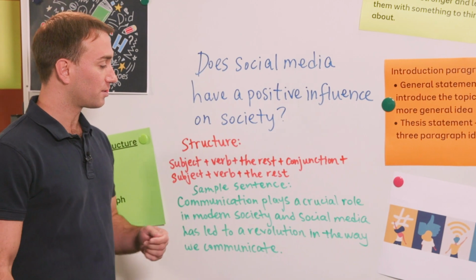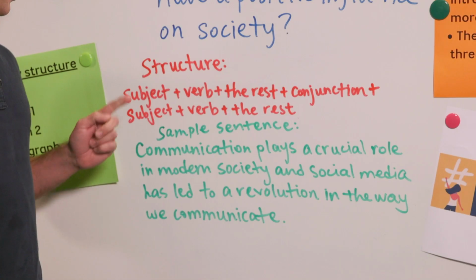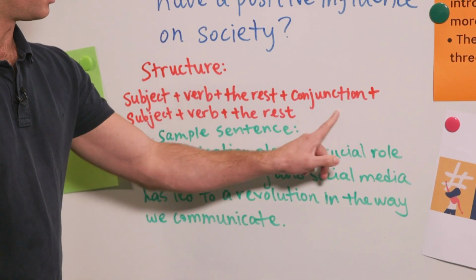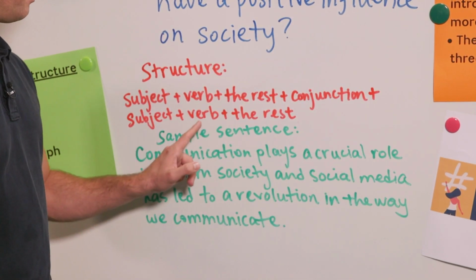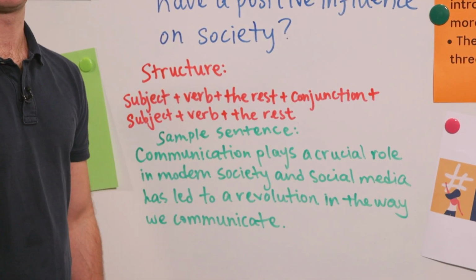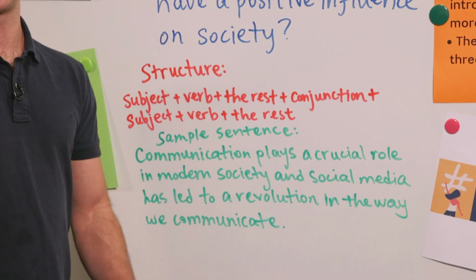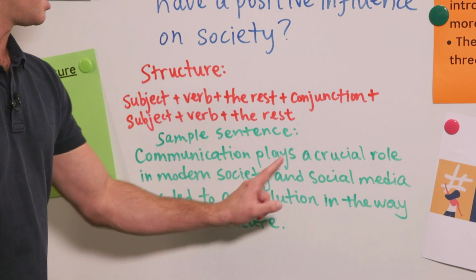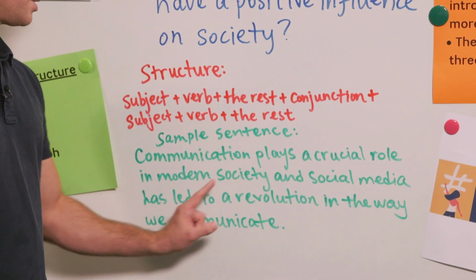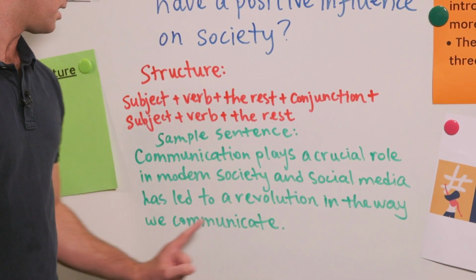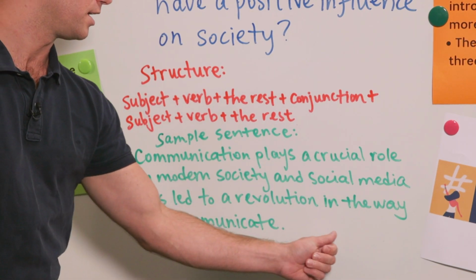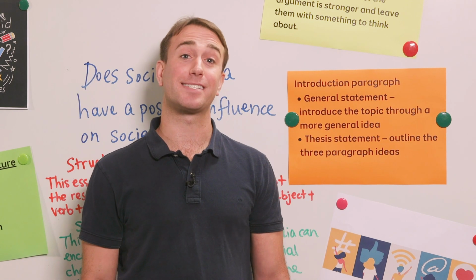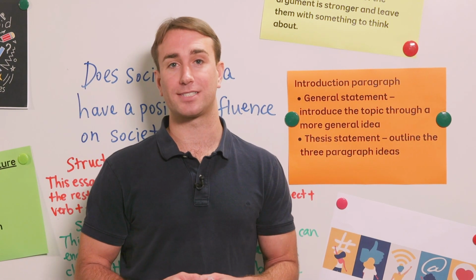A good structure to follow could be this one: subject, verb, the rest of the clause, conjunction, subject, verb, and the rest of the sentence. So here's a general statement I've come up with. Communication plays a crucial role in modern society, and social media has led to a revolution in the way we communicate.